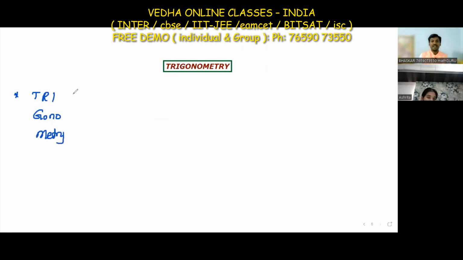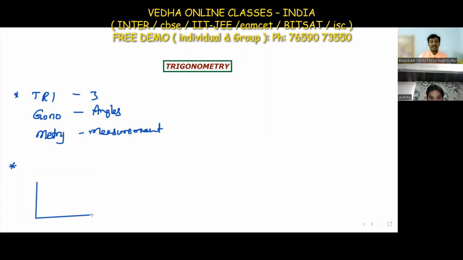Trigonometry. Tri is nothing but three, gono is nothing but angles, and metry means measurement. So in trigonometry we are going to learn the measurement of three angles. And in trigonometry, mostly we discuss the right angled triangle.